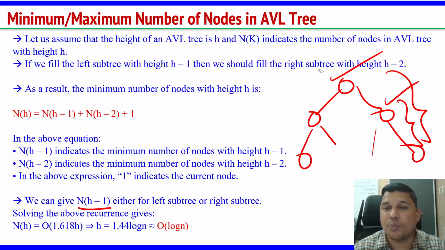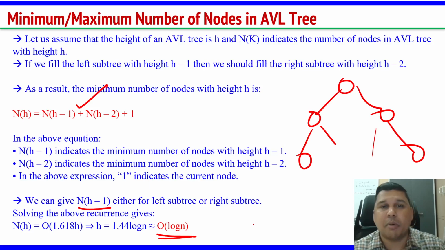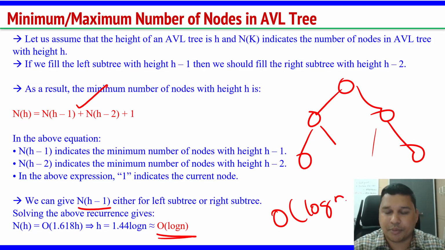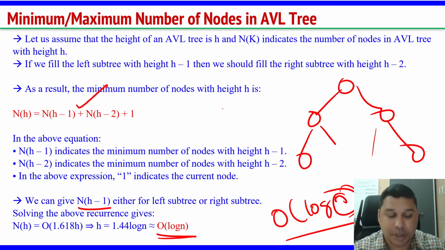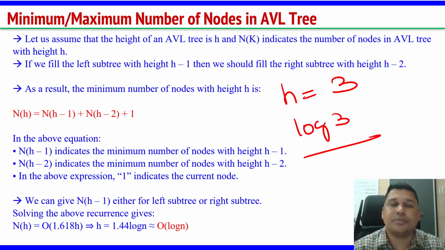Okay. So, when you give both h minus 1, if you solve this recurrence relation, you get something as the height of an AVL tree. The minimum height of an AVL tree is given by order of log n, where n indicates the number of nodes of the tree. So, if someone says that given the height of a tree is 3, find the minimum number of nodes in an AVL tree, the answer is log 3.